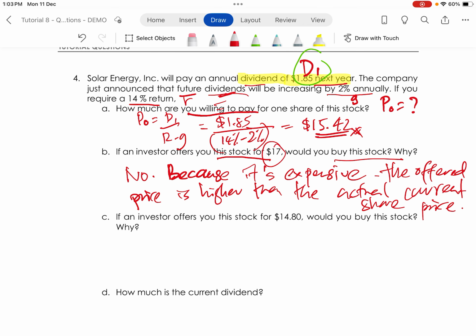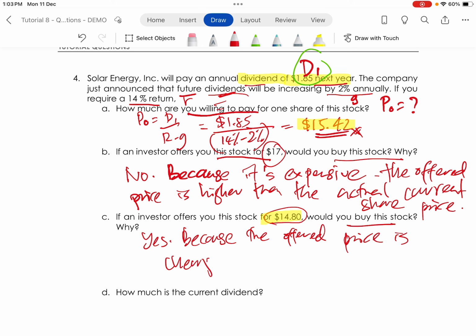Now for C, if an investor offers you this stock for 14.80, you know that the value is 15.42. But now they are offering you 14.8, which is much cheaper. So therefore you will buy, yes, because the offered price is cheaper than the current share price. You can write it as such.